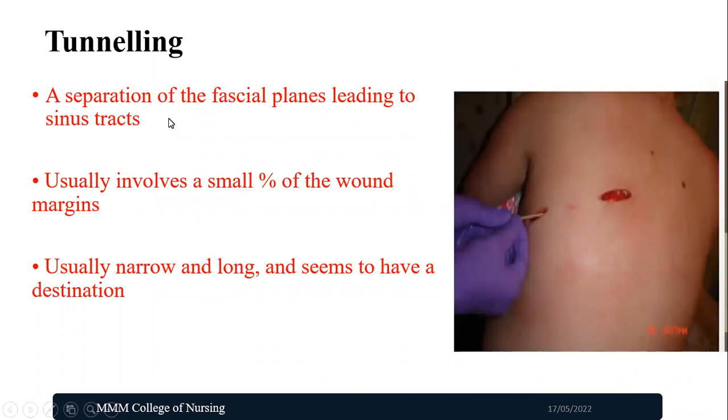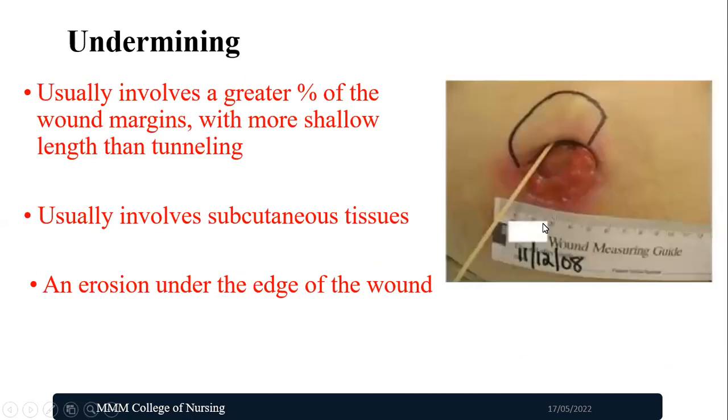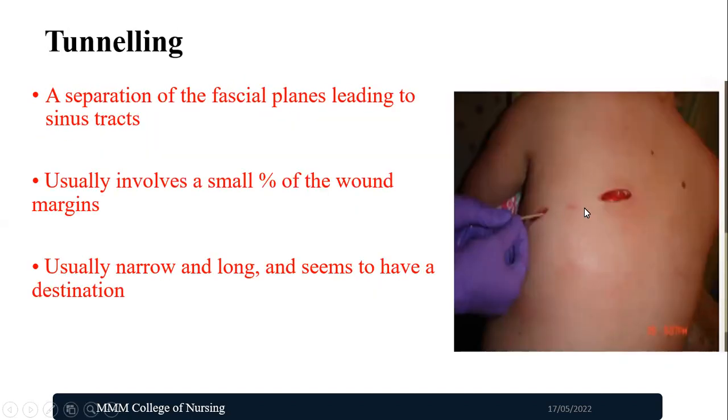Next is the tunneling. Tunneling is a separation of the fascial planes which is leading to the sinus tract. You can see where there is a sinus tract or the tunneling is formed. It usually involves a small percentage of the wound margins. Tunnels are usually narrow and long and seem to have a destination. If you insert a cotton tipped applicator or a piece of long, thin material, you can see that it enters into one part and comes out into the other area. If this kind of thing is found on the wound, then that is called tunneling.